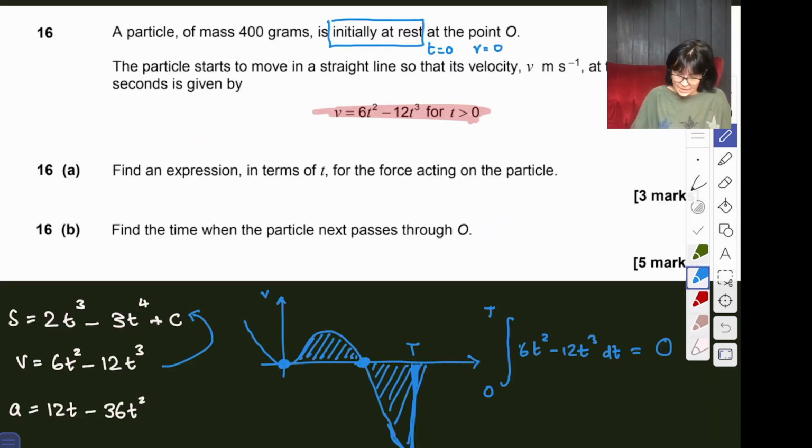So did we need any unknowns? No, because yes, I did integrate, but I had a definite integral. It was going from time 0 to the time I wanted. So even though I didn't know the time I wanted, it's still a definite integral, which means I don't have to worry about the plus c.